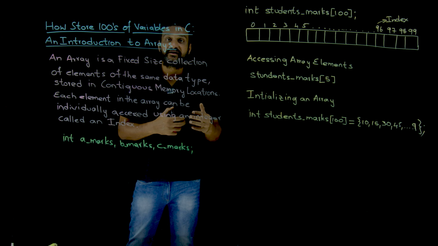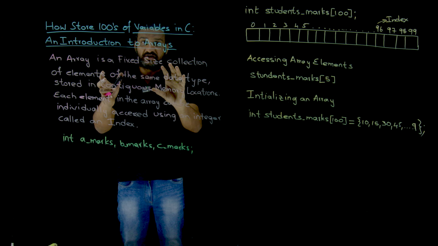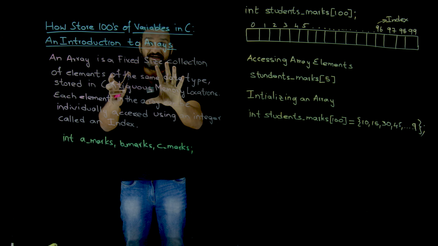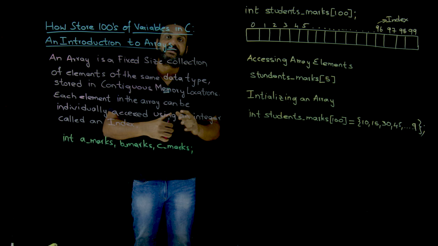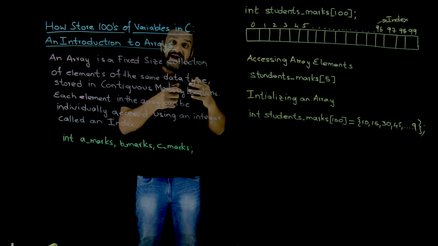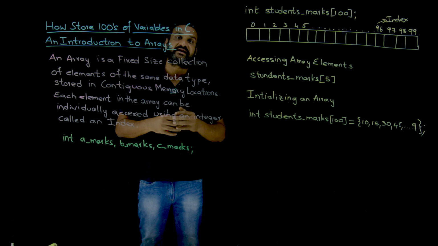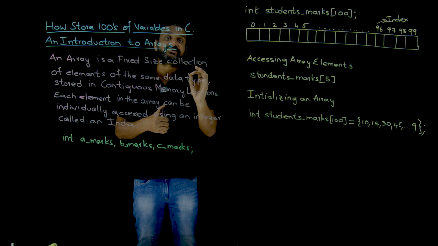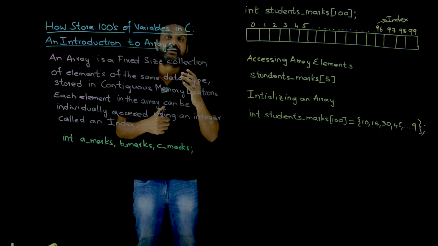So what is an array? Just by this definition, you may not be able to understand, so we will try to understand it using a practical real world example. For example, if I want to store the marks of students in a class, let's assume that there are 3 students in a class. I want to store the marks of those students in my program. How can I do that?